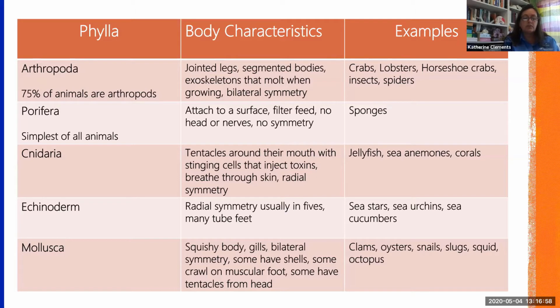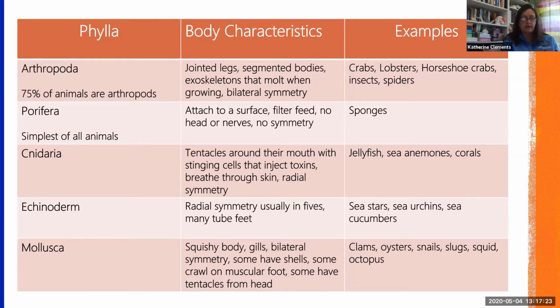So you have to observe all the different characteristics of an organism to decide which phylum it fits into. And even though echinoderms have radial symmetry like Cnidaria, it's usually in 5. And we're going to see an example of that in a minute. Echinoderms also have many tube feet, and they do not have stinging cells or tentacles.